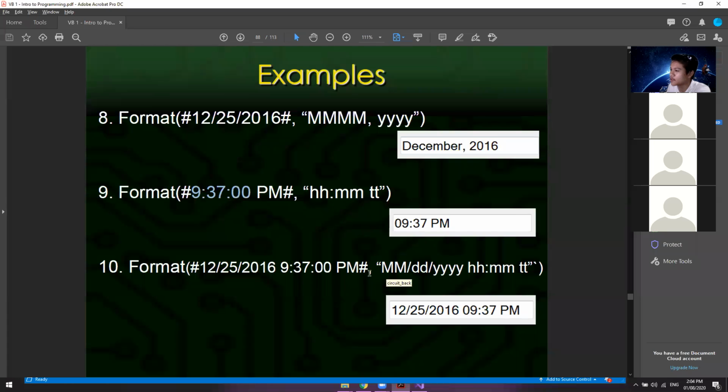Okay? Then, ito yung pinaka-complete na example. So, meron tayong month, date, and then year, and then hours, minutes, and then kung AM ba or PM. Okay? So, pag dalawa lang, of course, number lang ipapakita. And then, followed by the date, the year, and then the hours, minutes, and then kung AM ba or PM.